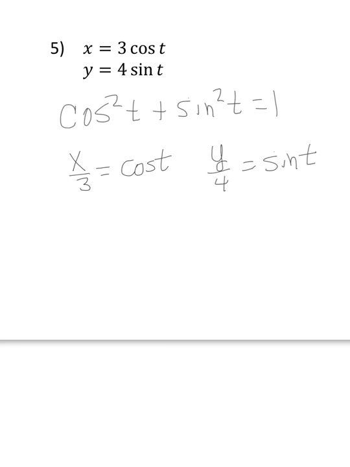Okay, so I have x over 3 equals cosine t, and y over 4 equals sine t. And if we're going to use the Pythagorean identity right here, this is squared. So what I'm going to have to do with this term right here is square the whole term, and I'm going to replace my cosine squared t with this term squared. Because if we squared both sides, that's what we'd have right here. We'd have cosine squared t. Let me go ahead and write that out.